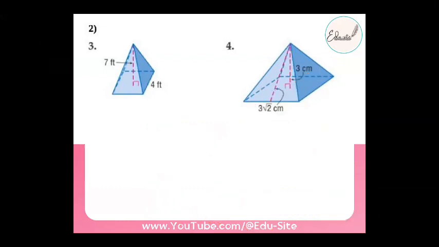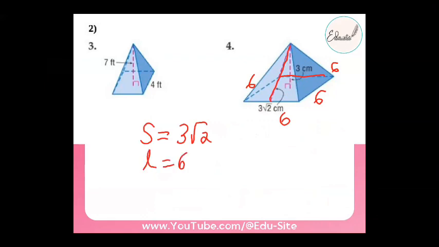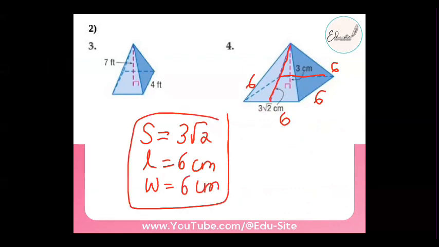Okay, alhamdulillah. So we have 6 centimeter base, all the bases 6 centimeter throughout. So this is your slant height. What is the slant height? 3 root 2. So we just need two expressions, right? Slant height is equal to 3 root 2 and the length is equal to 6 centimeter. And what is the width, beta? Again the 6 centimeter.